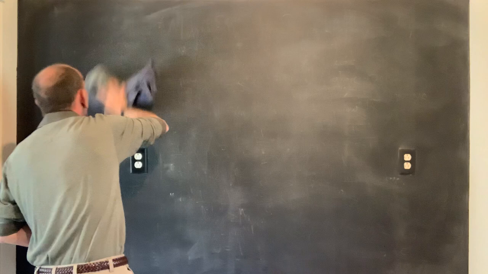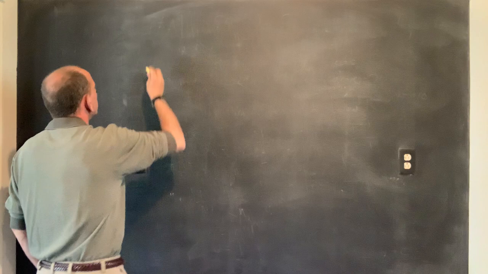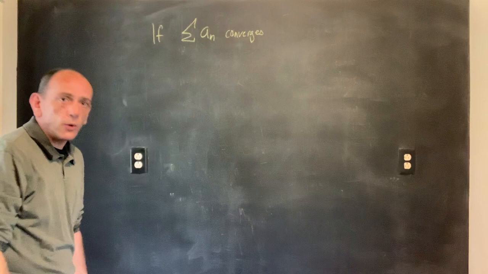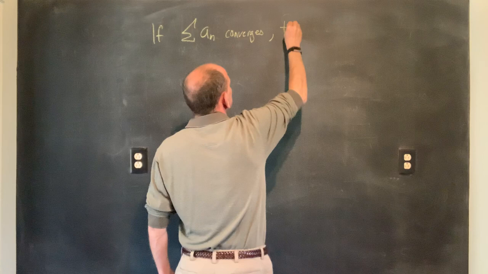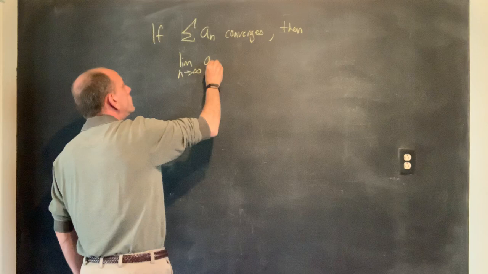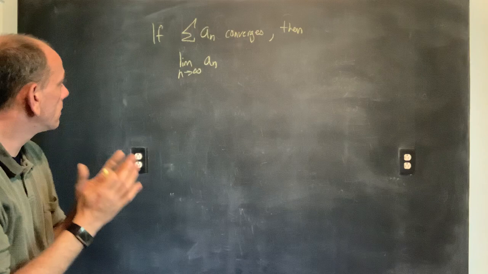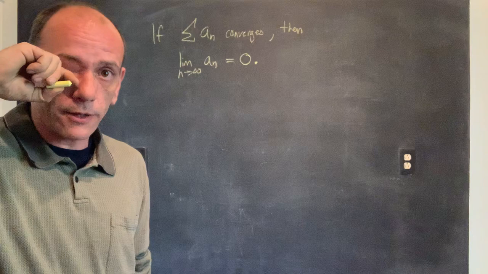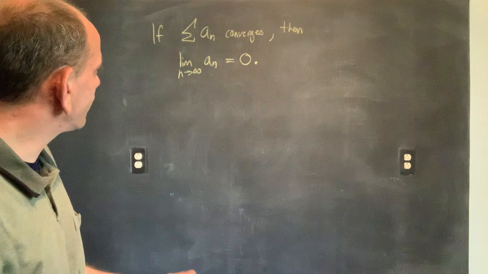All right, so we can say it this way. If a series a sub n converges, so if we do have a genuinely convergent series, then the limit as n goes to infinity of the terms of the series, just looking at the term alone, has to go to zero. Those terms have to be getting smaller and smaller. They have to go to zero. Now, unfortunately, that's not enough. It's necessary, but it's not sufficient.